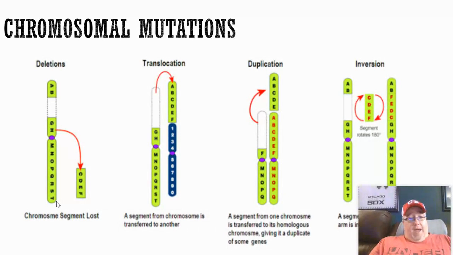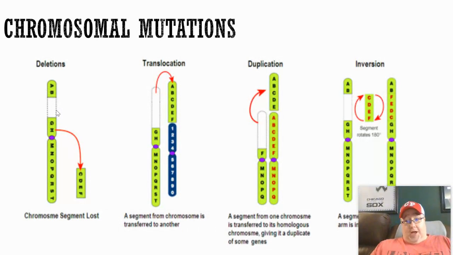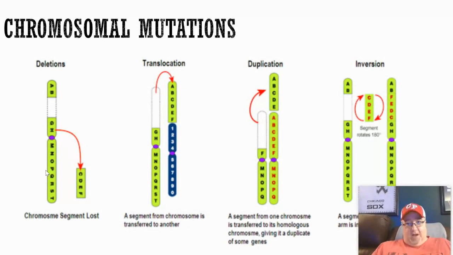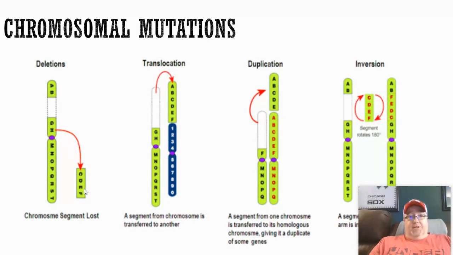Well, if you have a deletion, there's a segment of that chromosome that is just lost. So in this case, genes C, D, E, and F are just cut off for whatever reason. When that happens, obviously multiple genes are impacted. But again, that's just one chromosome. It doesn't affect the other ones. It's not like there's a trisomy or a monosomy, but again, this is a chromosomal mutation because multiple genes are impacted.